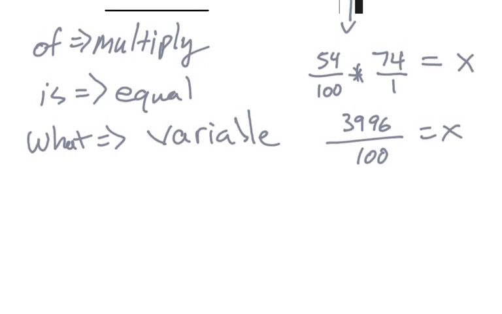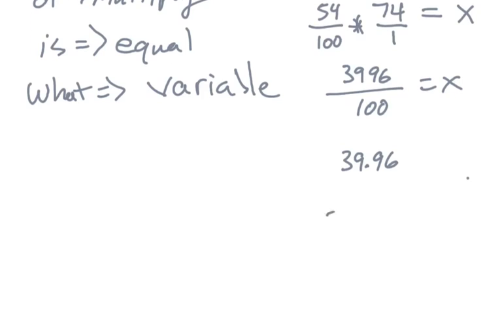If the question asked me to leave it as a fraction, I would do this. If the question asked me to write it as a decimal, we know that this is 39.96. As a percent, it's 39.96%. And the reason why we know that is because percents are always out of 100, so it's just the numerator. And there you have it.